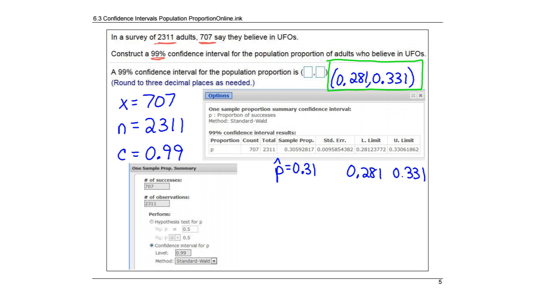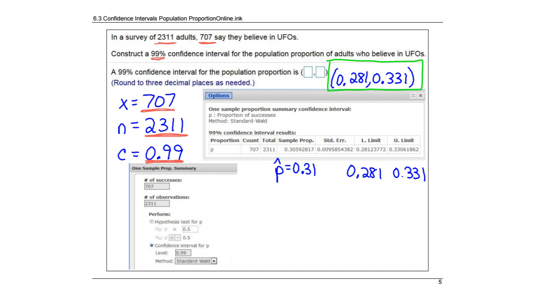All right, so they told me that we had 2,311 adults that we surveyed. That's our sample size, that's n. They said that 707 believe in UFOs. That's our x, that's our number of successes. And then finally, they asked for a 99% confidence interval. And so that would be 0.99. We don't have to find our critical value for this one because StatCrunch is going to do it for us. It's only when we're doing the minimum sample size.